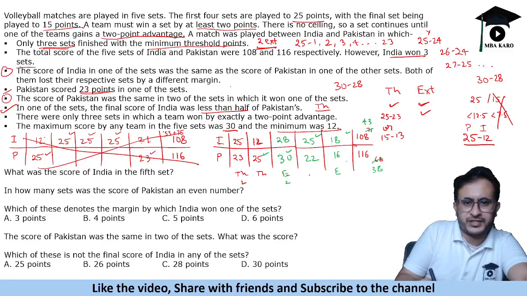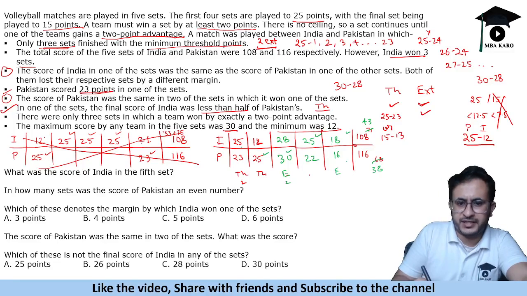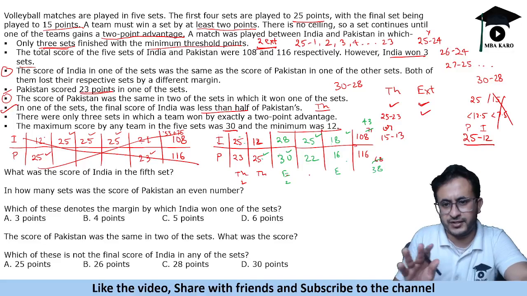Score of India in one of the sets was same as score of Pakistan in one of the other sets. Both teams lost their respective matches. Okay, India and Pakistan same match, 25-25, no other score, and they are not losing, right? India is winning and Pakistan is winning. So this case does not solve the purpose.